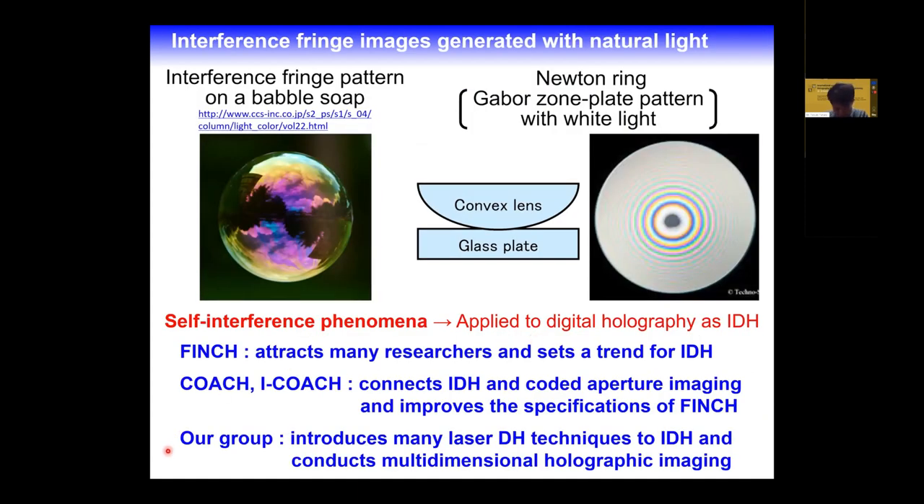I'd like to briefly explain the contribution of FINCH. FINCH attracts many researchers and sets a trend for IDH. Many researchers started to research IDH after reading FINCH publications. POCH and iPOCH connect IDH and coded aperture imaging and improve the specifications of FINCH, like Professor Rosen described in the previous presentation. Our research group initially introduced many laser DH techniques, and then conducted multidimensional holographic imaging by constructing and modifying the optical setup. The modification and improvement of our optical setup is our contribution, I think, to improve the specification.